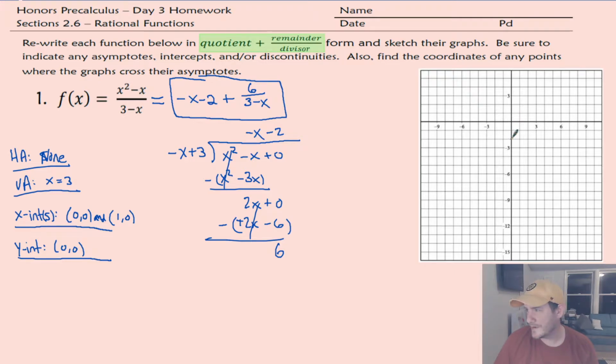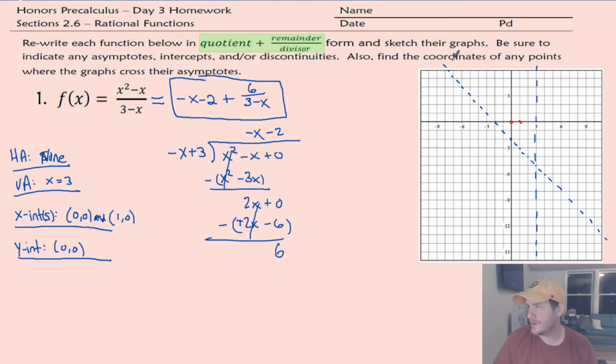We'll plot our point at negative 2. And this time, since our slope is negative 1, we're going to go down 1, right 1, down 1, right 1, down 1, right 1. So there's the line indicating our slant asymptote, so we can sketch that in. You just go diagonally through all the corners of the squares of the grid. We had a vertical asymptote at 3. And then we had x-intercept and y-intercept that were both the origin. We had an x-intercept at 1, 0, so here.